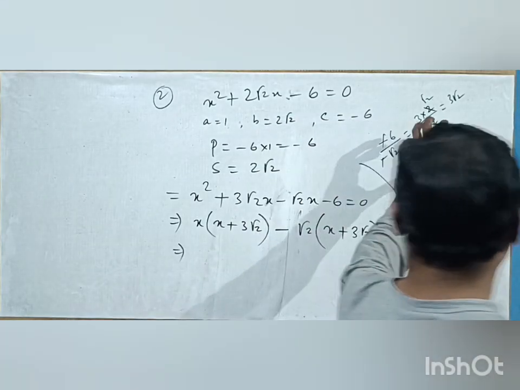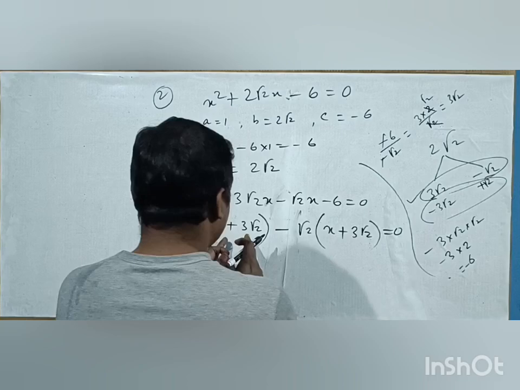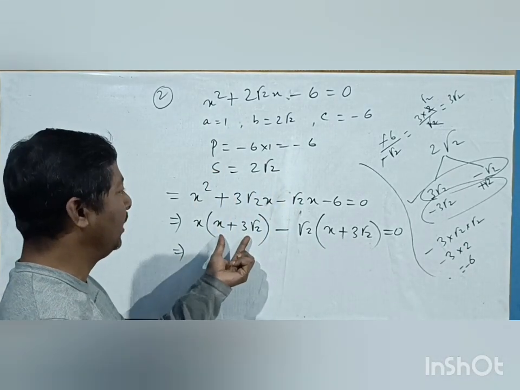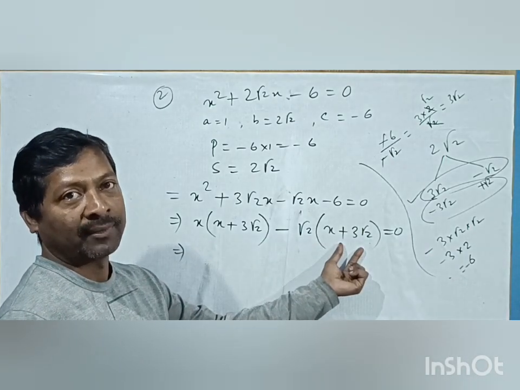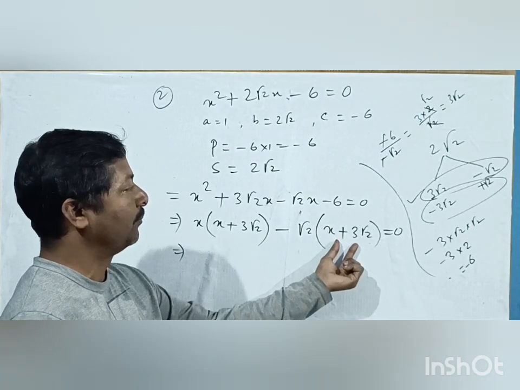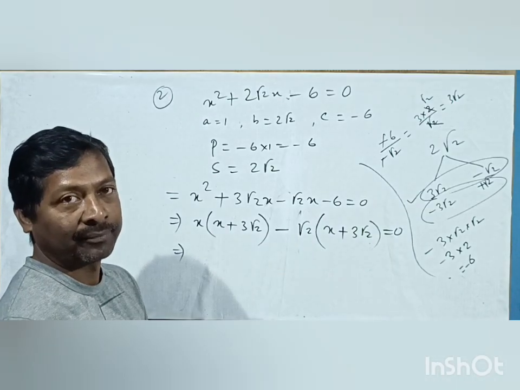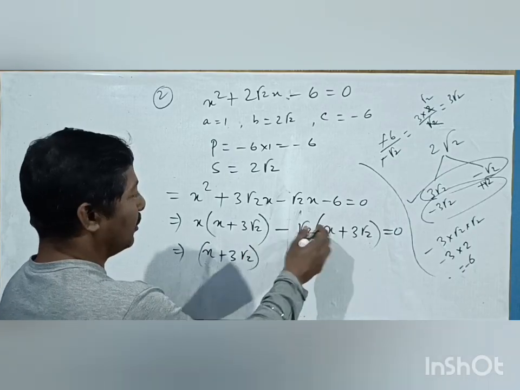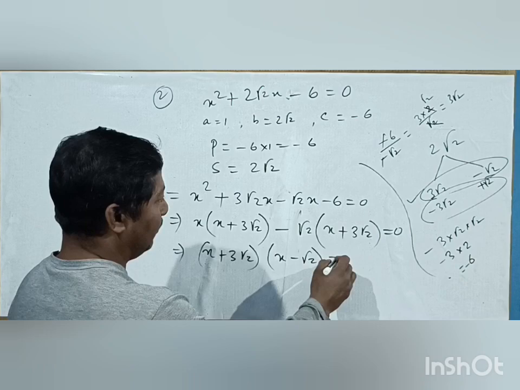So after splitting in a perfect way, these two terms always come the same. If I have got the first term easily in this way, the second term inside the bracket must be the same. That's why I can easily write here the same term. To get this same term, the common will be here. So x plus 3 root 2 is the common term from these two terms, and the remaining is x here and minus root 2 is here.